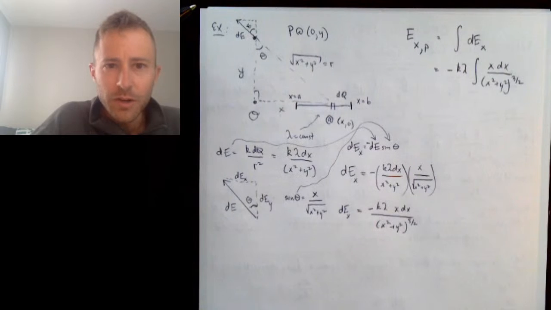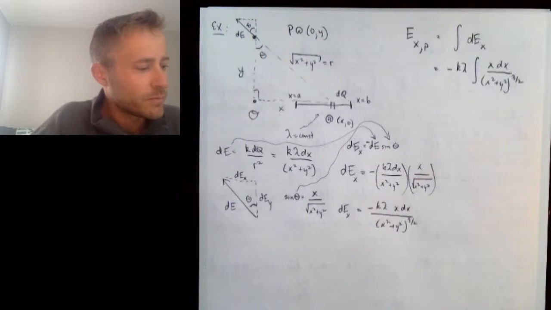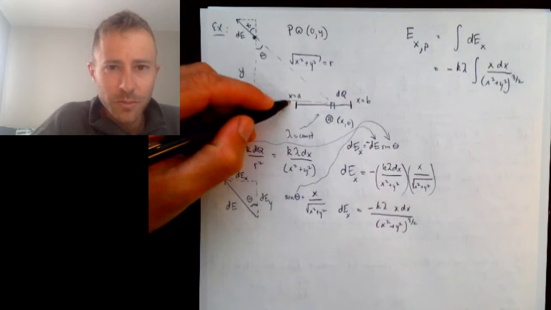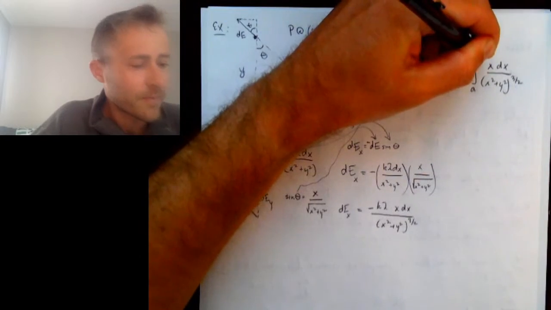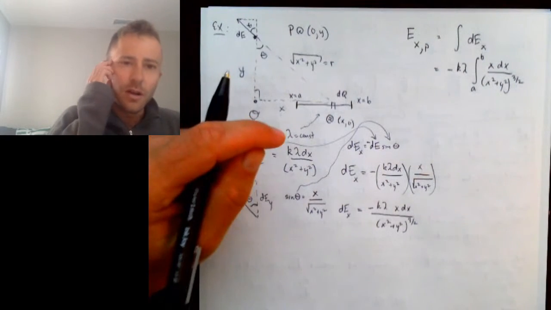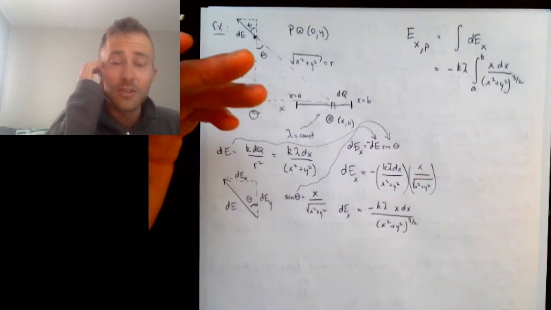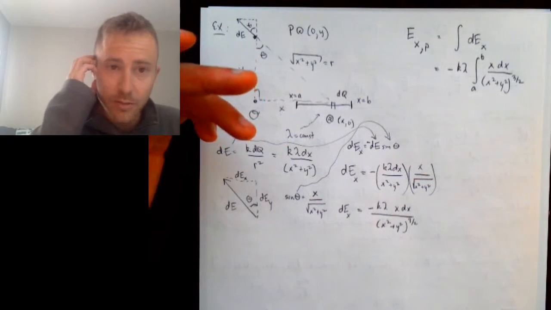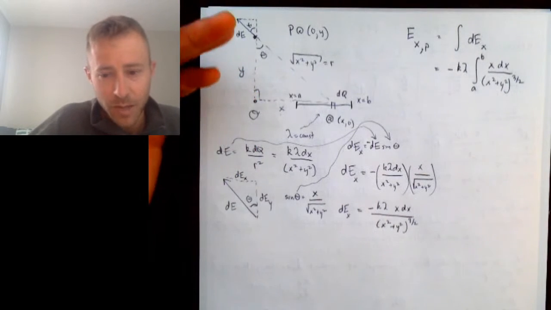The limits of integration is the extent of the line of charge. So the line of charge goes from x equals a to x equals b. So my integral is from a to b. So we've got to solve this integral. As I said, at this point, the physics is done, and now it's just math. And for completeness, I'm going to show how to do the math.